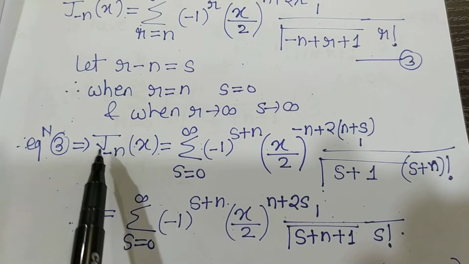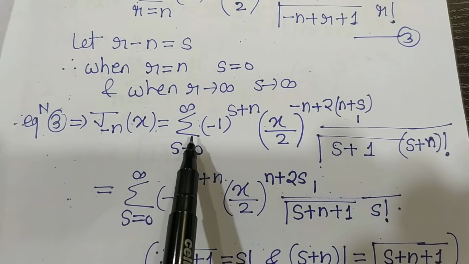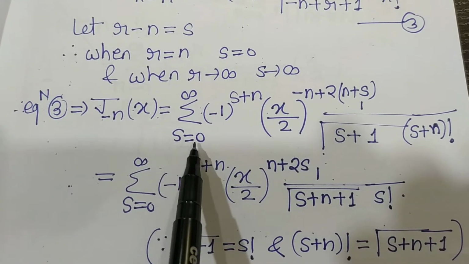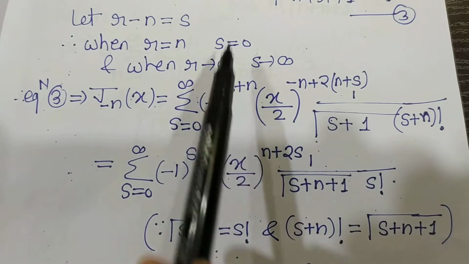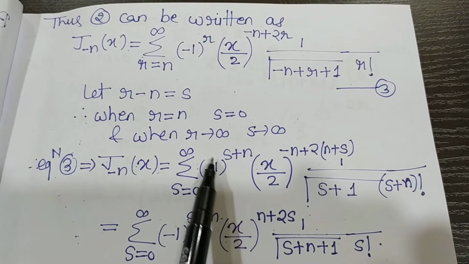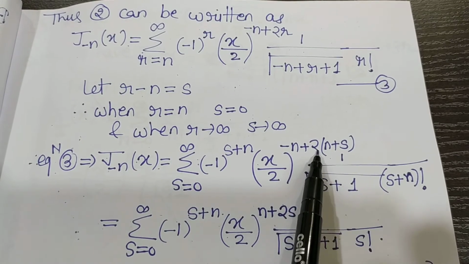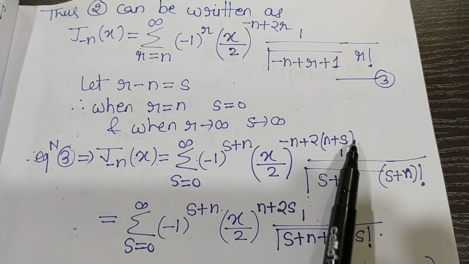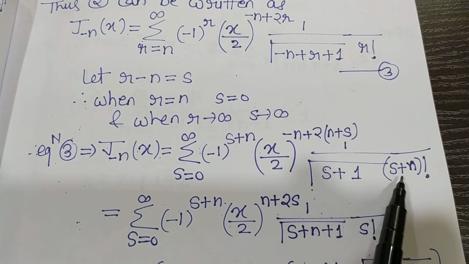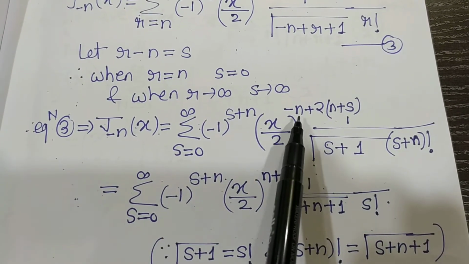So J minus n of x is equal to, let us see the change, the summation. Now it will start from s equal to 0 to infinity. The new variable of the sum is s, minus 1 to the power r. What is the value of r from this substitution? It is n plus s. So minus 1 to the power n plus s, (x by 2) to the power minus n plus 2 times (n plus s), 1 upon, now r minus n is s, so r plus 1 is s plus n plus 1, and r factorial is (s plus n) factorial. Now let us see what changes occur.